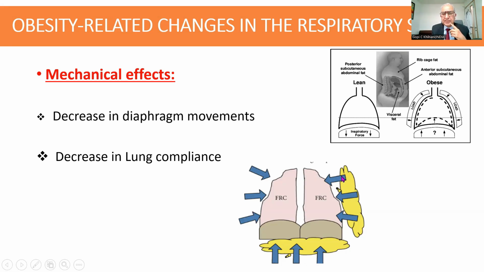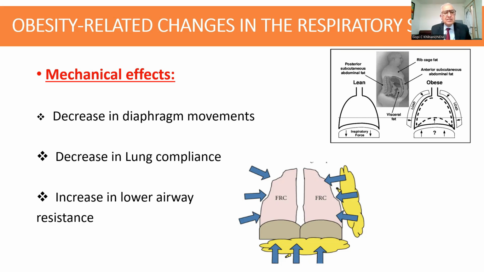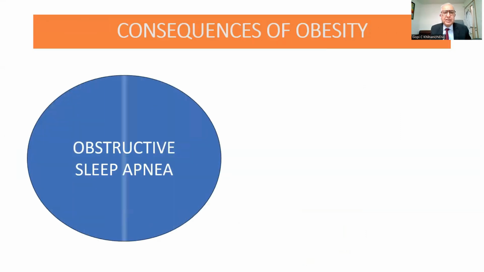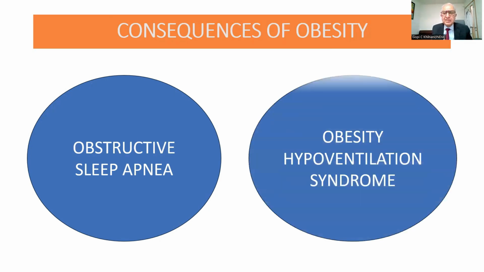You can see a lot of fat in the chest wall. There is fat below the diaphragm, and this leads to a decrease in lung compliance and an increase in lower airway resistance. Overall, there is an increase in the work of breathing, which needs to be compensated by elevated drive in the respiratory centers and respiratory muscles. So these are the respiratory effects of obesity, and ultimately it leads to obstructive sleep apnea, and I'll be spending the majority of time on that. It also leads to obesity hypoventilation syndrome.